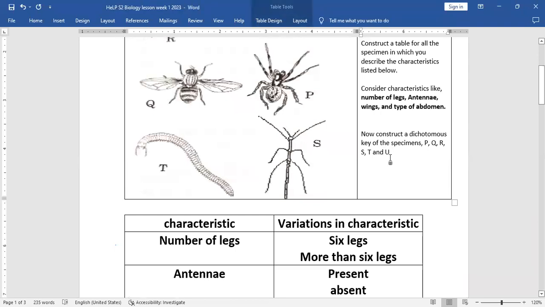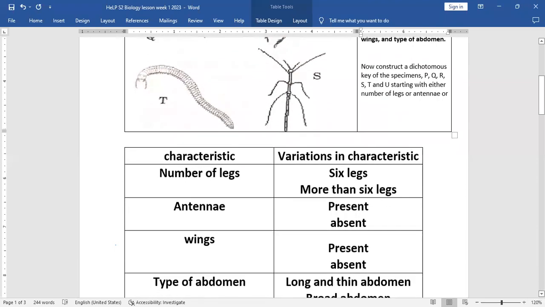Now, for me, I'm going to make you start from somewhere else. I'm just giving it so that we practice, starting with either number of legs or antennae or which other one can we try with? Because for me, I started with the other one. Or wings. Yes, you can start with wings.